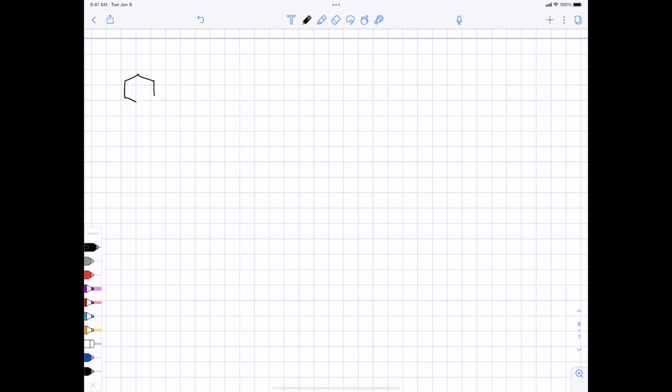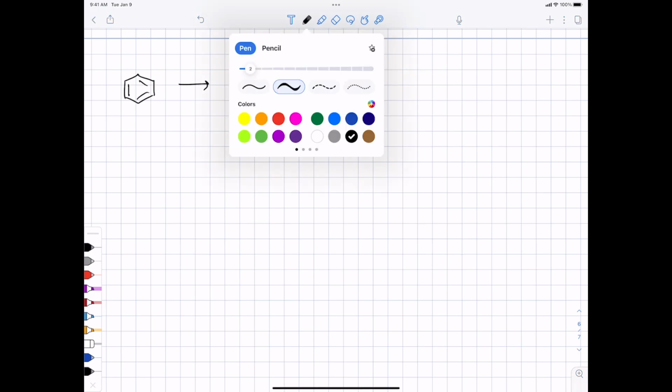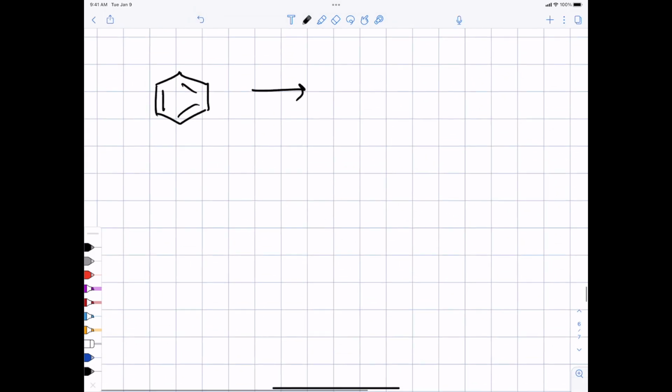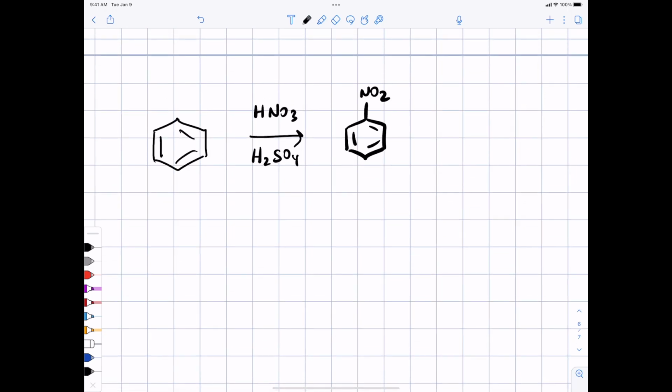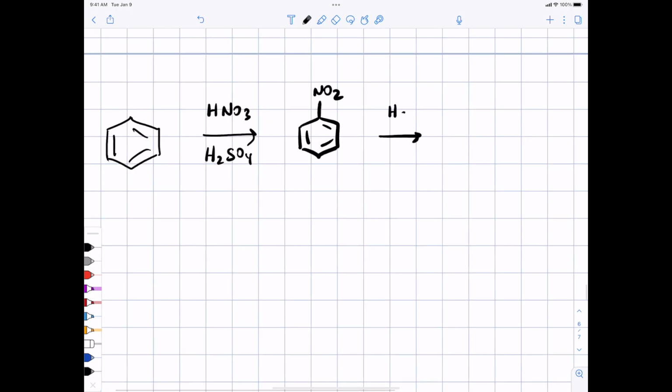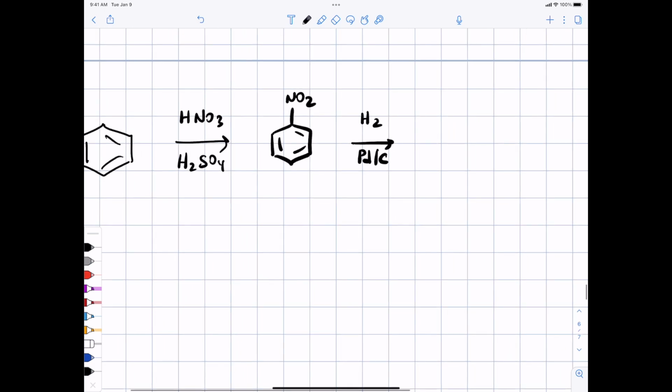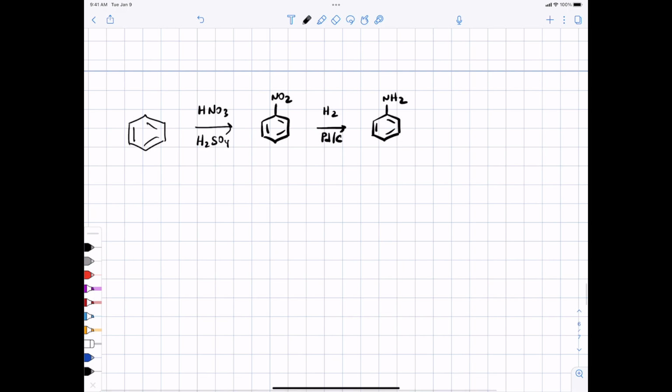Of course, where do we get anilines from? You get them from benzene via the electrophilic aromatic substitution reaction. Aryl nitration is how you put a nitro group on the benzene ring. And then, as you learned last time, you can reduce that nitro group using hydrogen and palladium on carbon to get aniline. All right, so that's aryl nitration followed by reduction to get the aniline.